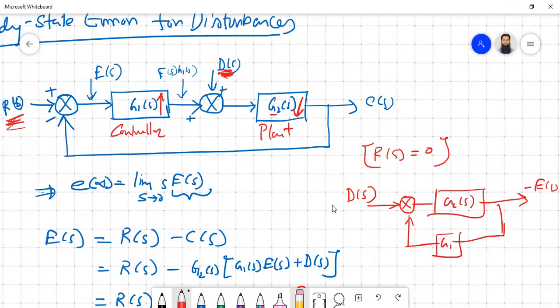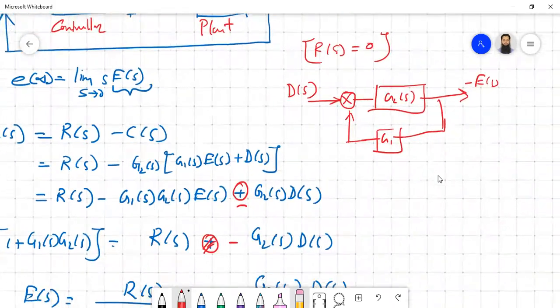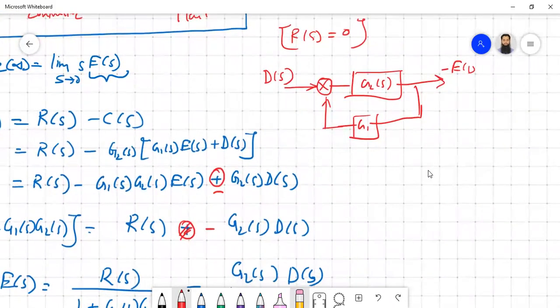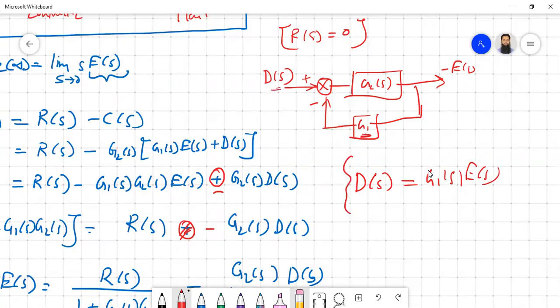So what we can find from this superposition block diagram is that we have to change or adjust the gain G1 so that these two parameters can nullify each other. If D(s) is equal to G1 E(s), then the error contribution because of D will be nullified. So the controller can be adjusted in such a way that the contribution from the disturbance signal is nullified.